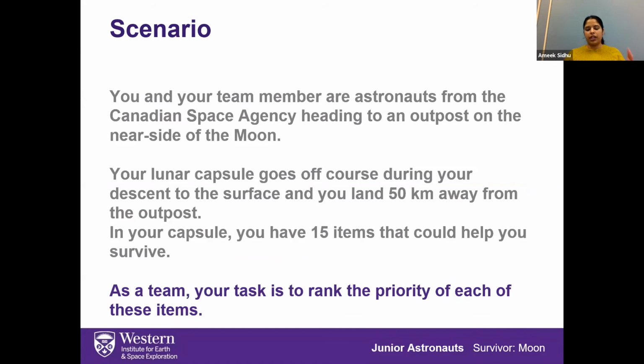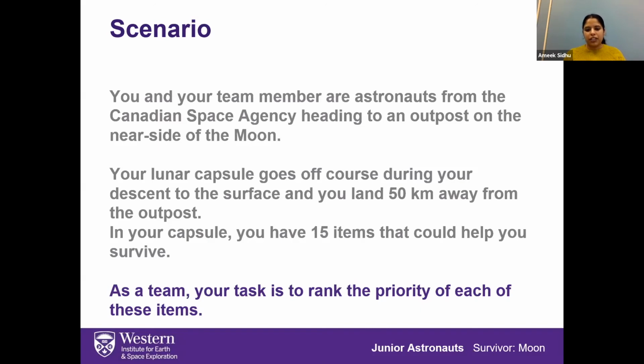instead you are going on a mission to the Moon, but due to some emergency conditions, you are not able to land at the position where you were supposed to, but land 50 kilometers away from the outpost. In your lunar capsule, you have 15 items that you can take with you for your 50-kilometer walk to your actual outpost where you wanted to land.